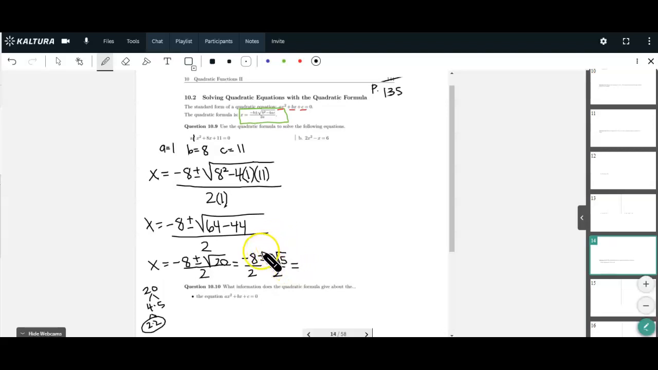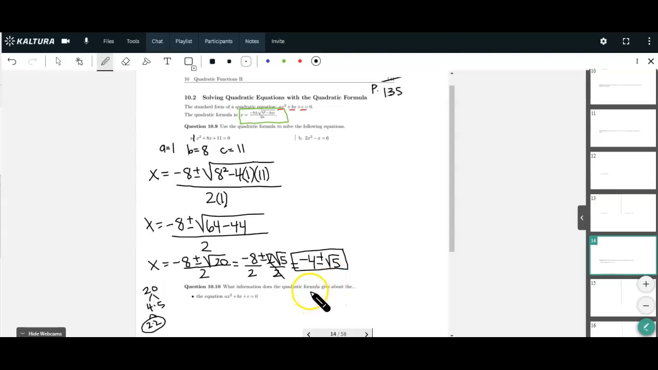All right, so I'm going to do -8 divided by 2 is -4, and then those 2's can divide out because we've got a 2 divided by 2, and so then I'm just left with plus or minus the square root of 5. Right, so that would be your answer.